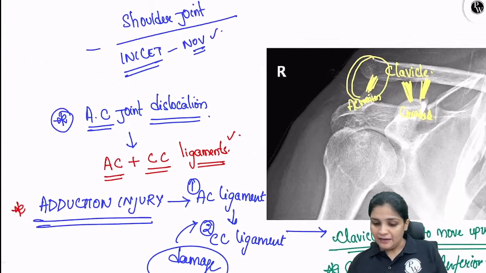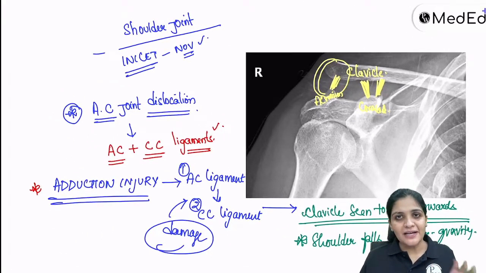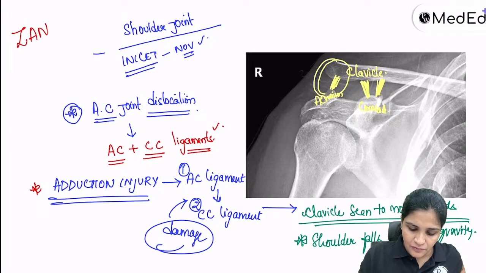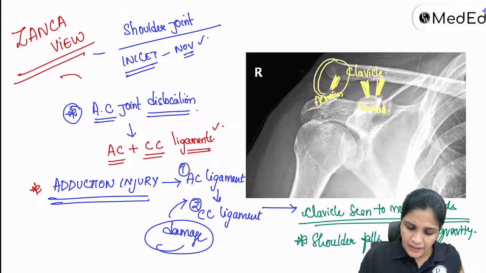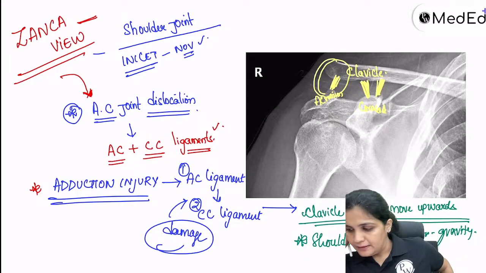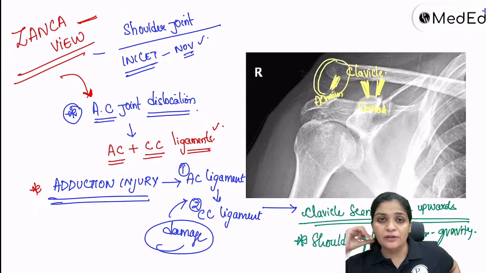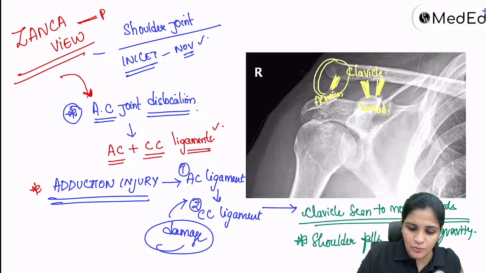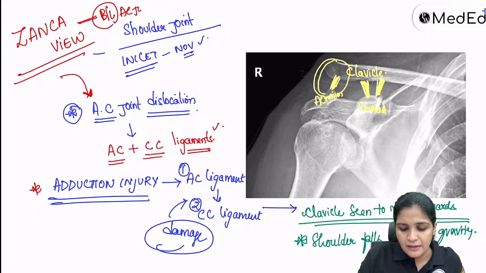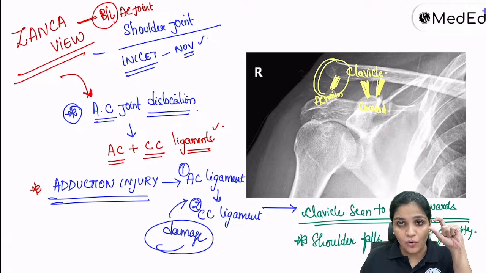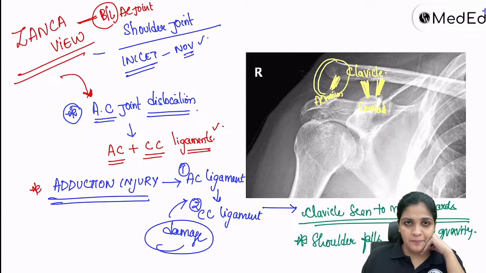Now, what is the important view you have to remember to identify this? That view is called the Zanca view for the AC joint. Remember the Zanca view, they might ask you the view also. We have to visualize both sides, so in the Zanca view you get the bilateral AC joints, and you can also identify the CC, coracoclavicular, measurement.